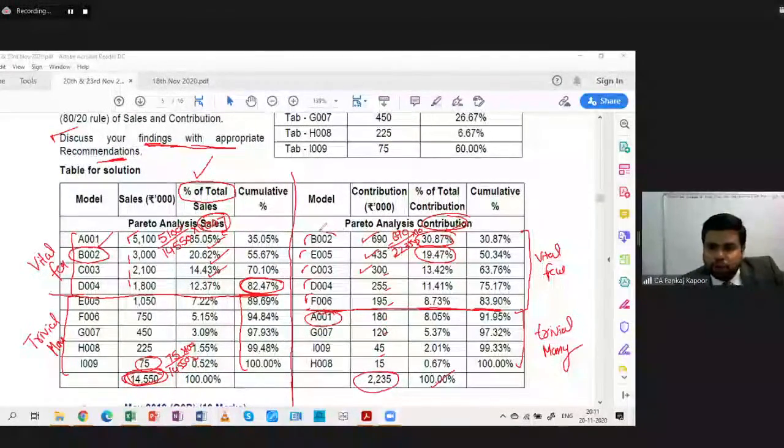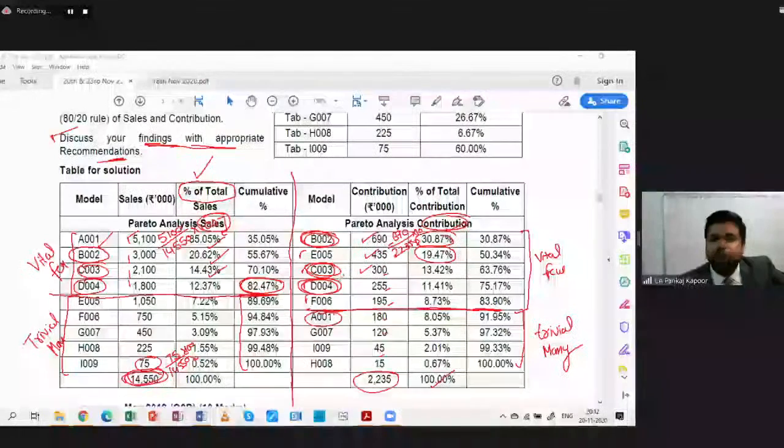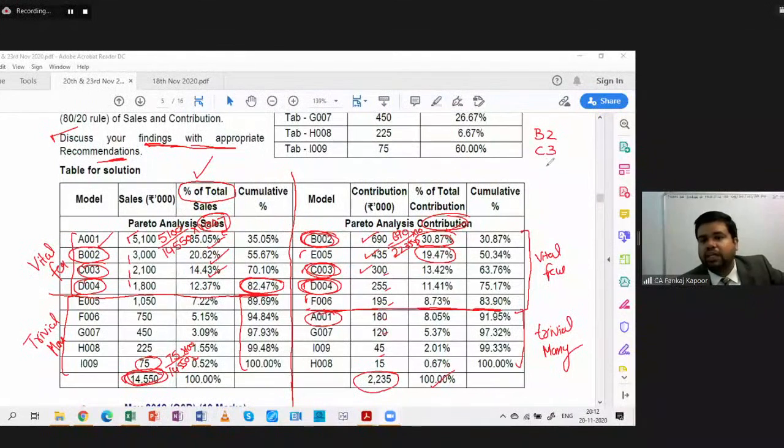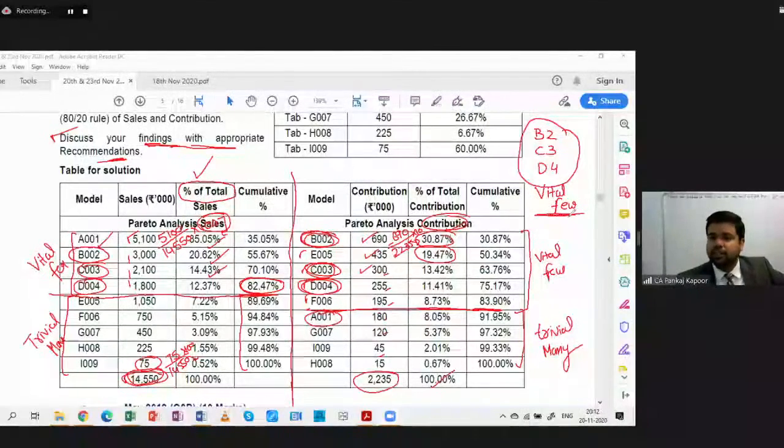B2 is here, B2 is also here in the vital few. C3 is here, C3 is also here in the vital few. D4 is here and D4 is also here in the vital few. So friends, B2, C3 and D4 are considered as vital few after considering both the factors. Agreed? This thing you mention in the discussion, that if we consider both the features, sale as well as contribution, B2, C3 and D4 are the vital few.